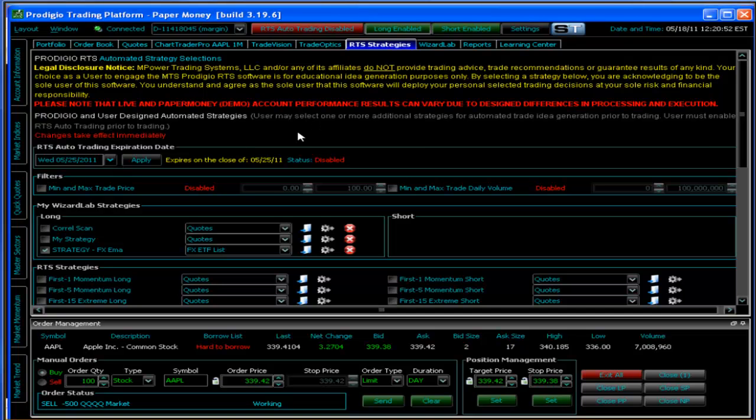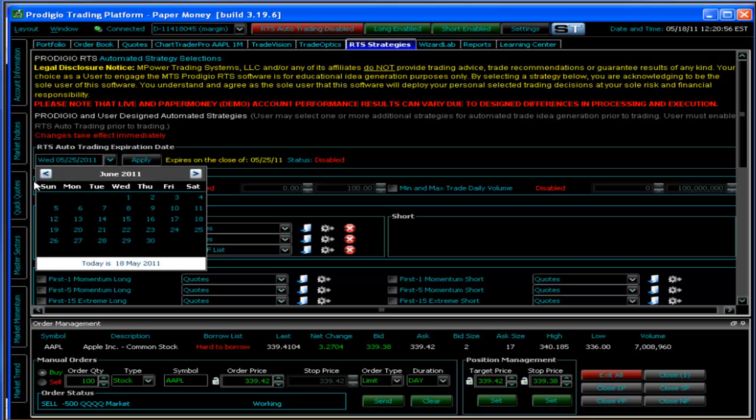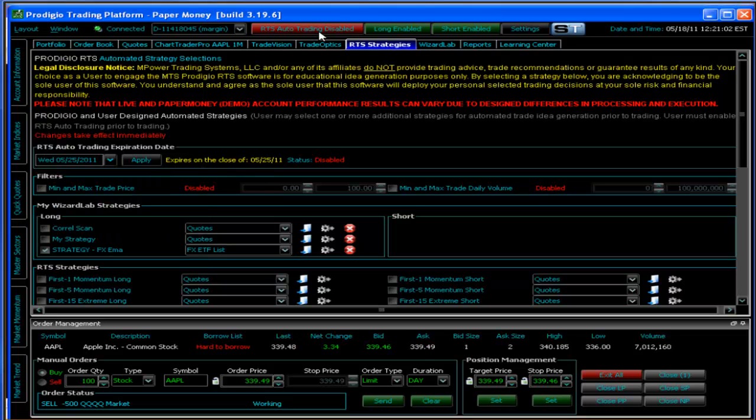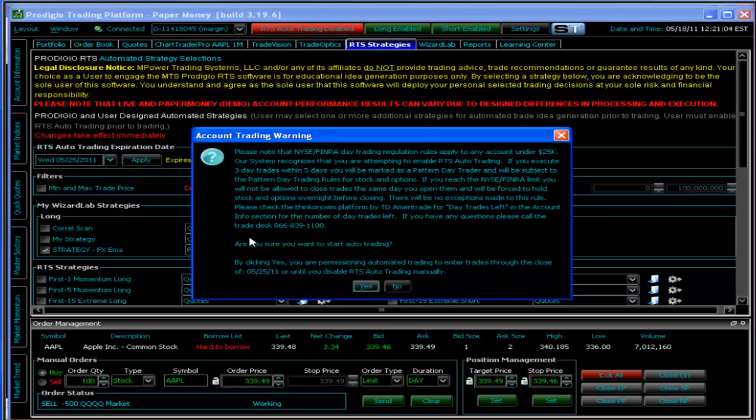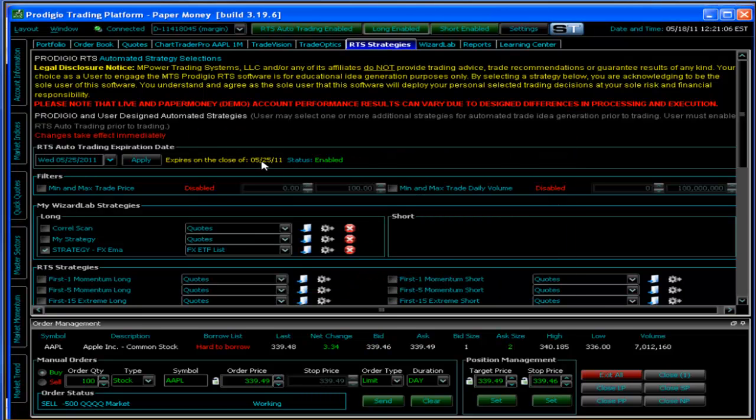You can run this for pretty much as long as you want. I'm not sure if there's an upper limit, but again, I encourage you to do it maybe week by week or month by month, etc. This will always tell you the current status. So let's turn this back on. You'll notice my expiration date is set back to the 25th, status enabled, and that's how you deploy strategies in Prodigio robotic trading. And it's as simple as that.